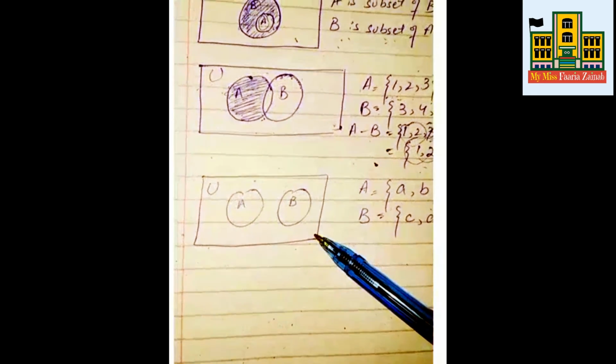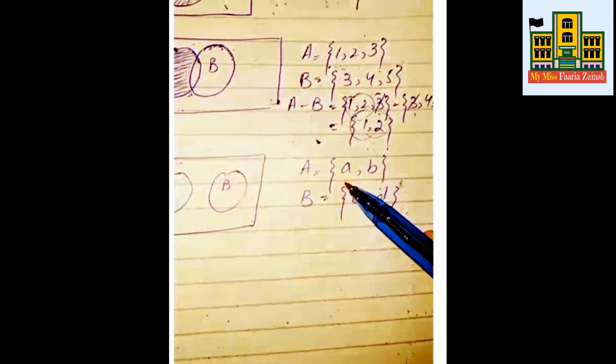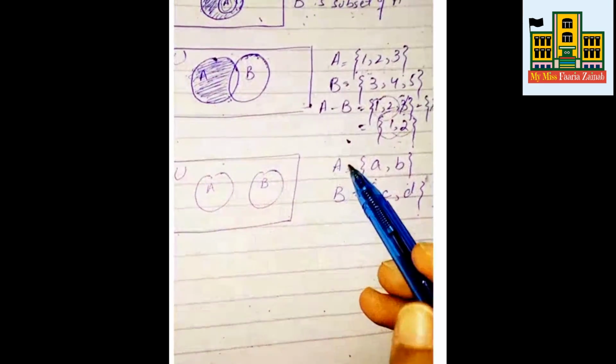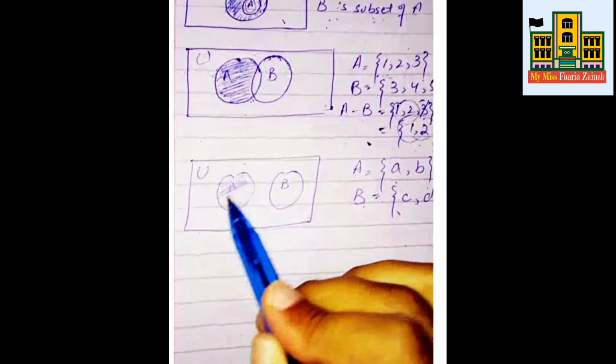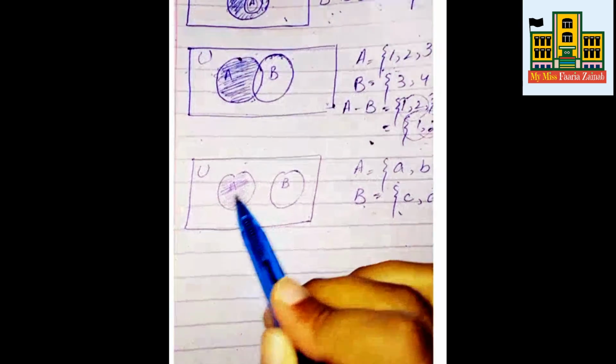And when we talk about disjoint sets, when no element of A and B is common, for example in A we have a and b and in B we have c and d, then in disjoint sets when we take the subtraction of A and B, we will just shade the portion of A because the answer will be all the elements of A.